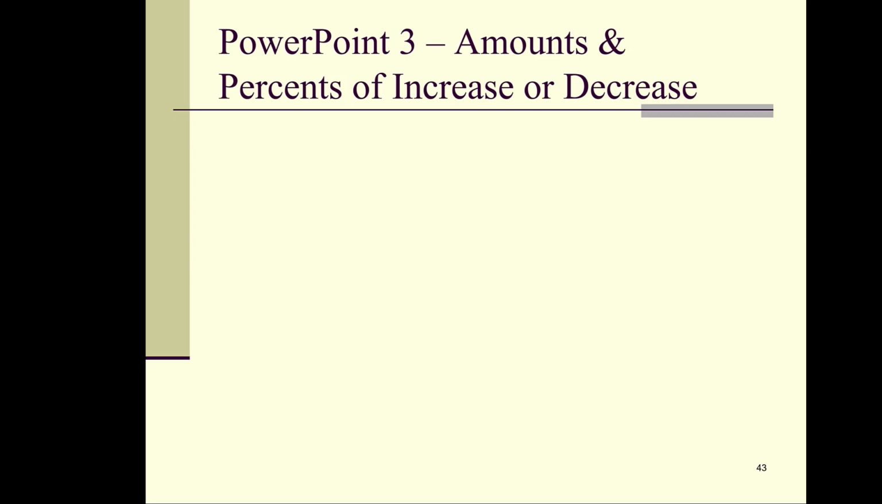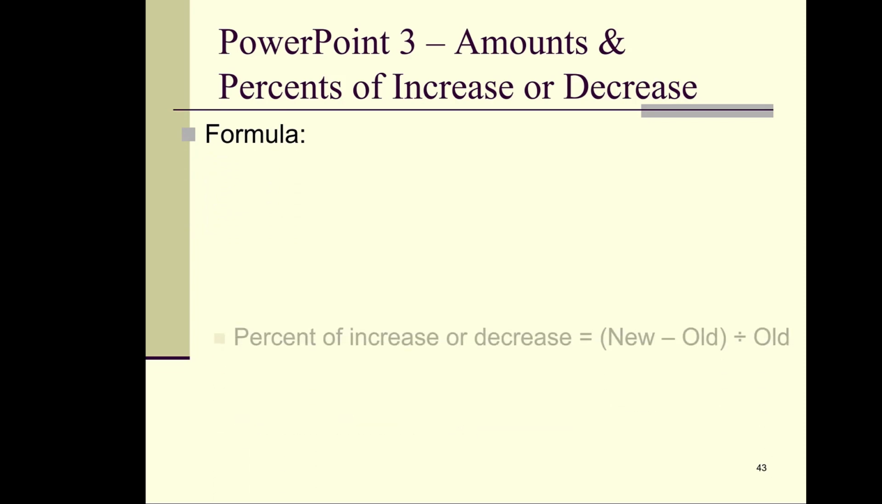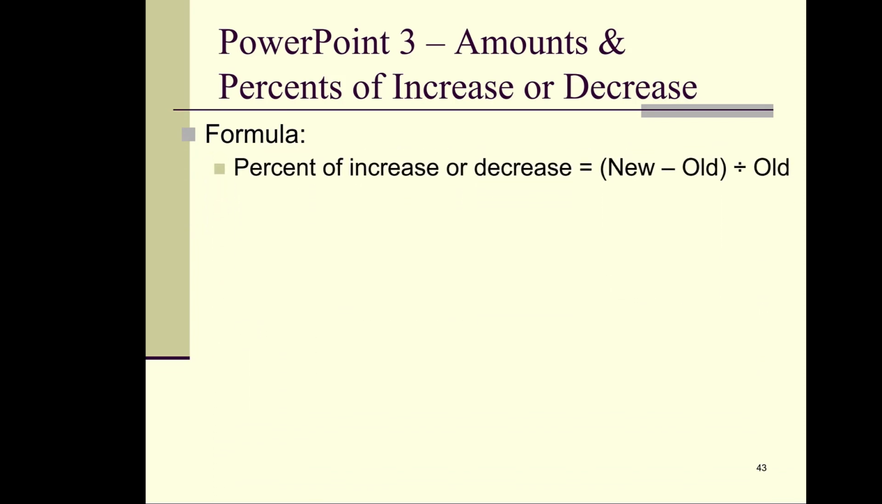Now we're going to talk about calculating the amount and percent of increase or decrease. So the first thing we need to know is the formula. The formula to calculate the percent of increase or decrease is new minus old divided by old. Now you have already been doing this when you're calculating your percentage change in speed on your timings.